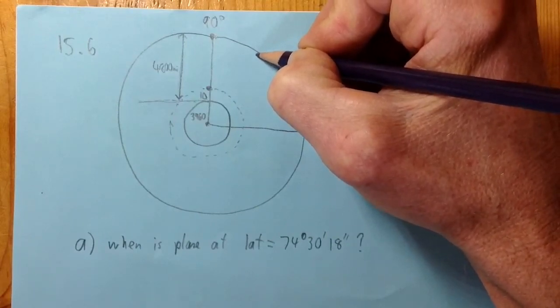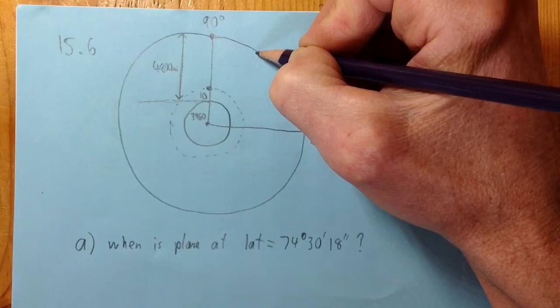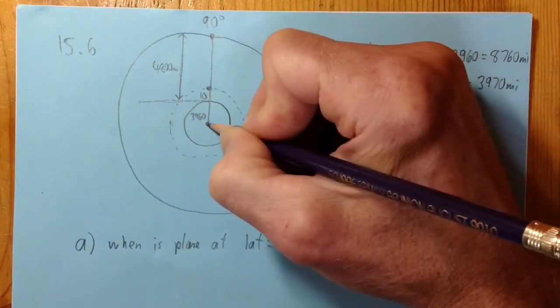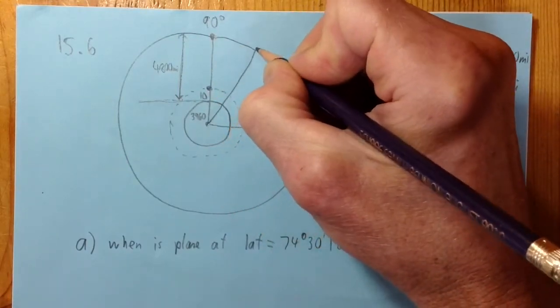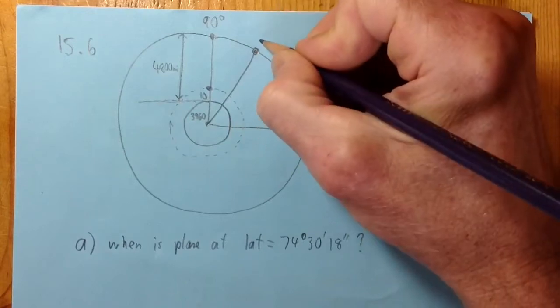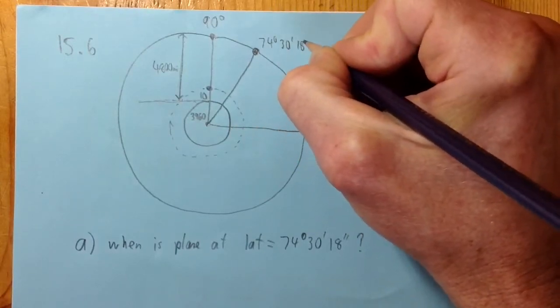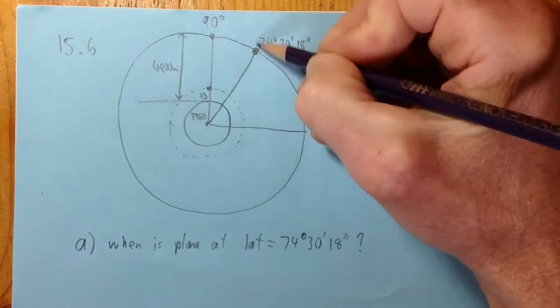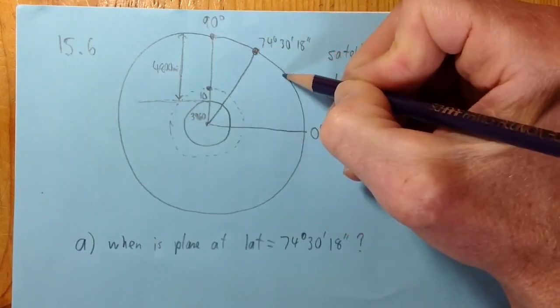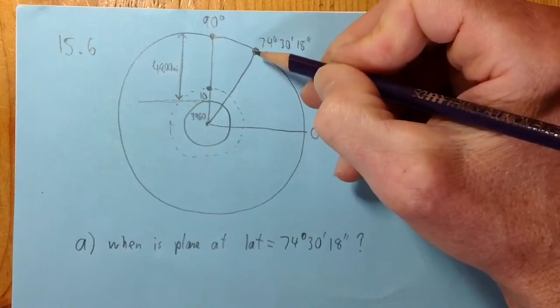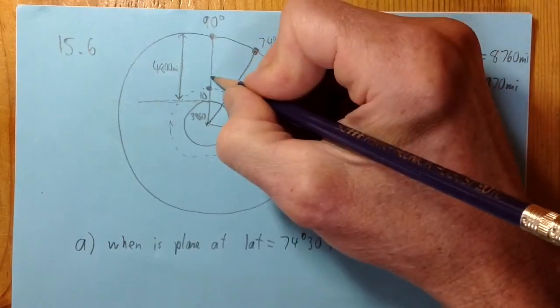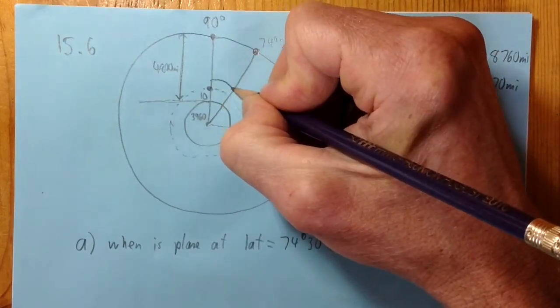The picture they drew is pretty misleading. I don't know if they did that on purpose, but really we only go a small distance. We only go to right about here. Because here the latitude is about 74 degrees, 30 minutes, 18 seconds. We don't go very far, right? We certainly don't make it 45. We only go about 15 degrees. So what is this angle here then?